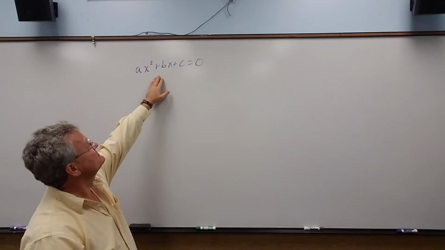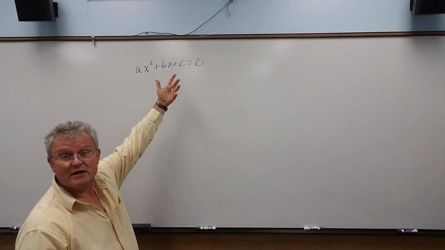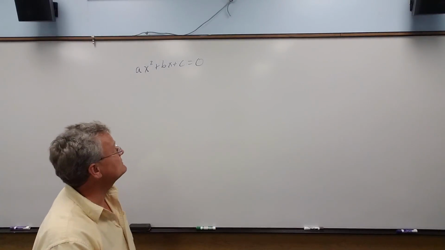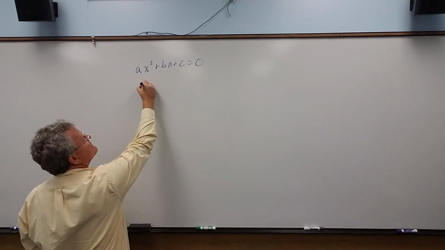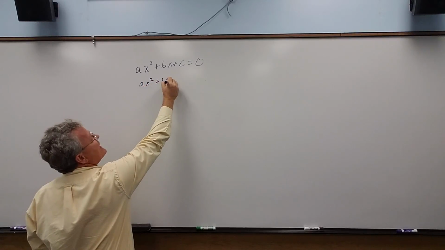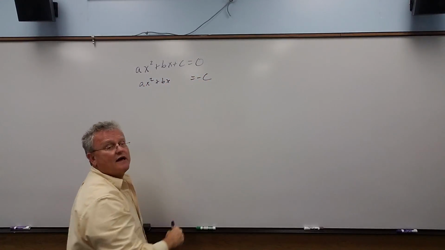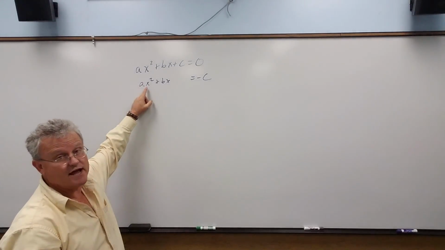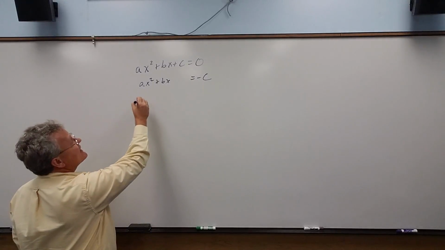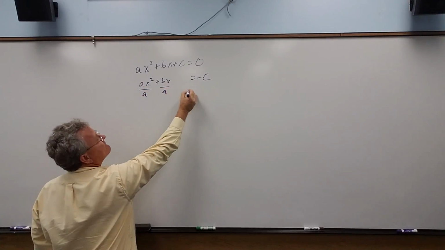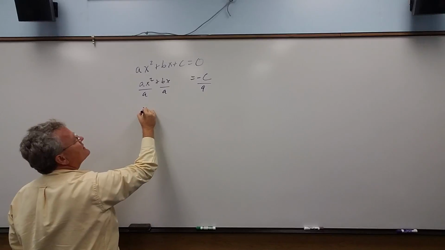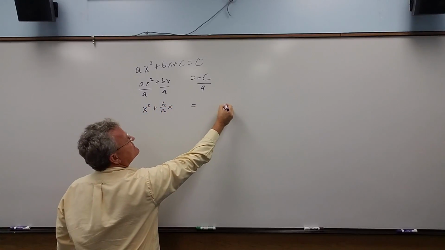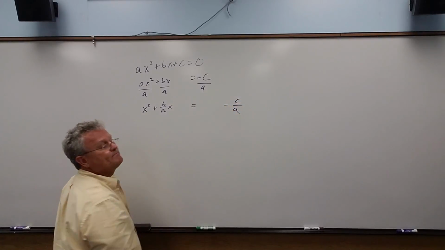So we know what we want to do is we complete the square on this, which is what we did on the previous video, is completing the square. So to complete the square, well, let me first subtract the constant and put it on the other side. In order to complete the square, the leading coefficient has to be 1. So therefore, we got to divide everything by a, and we get x squared plus b over a x equals, let me put minus c over a.